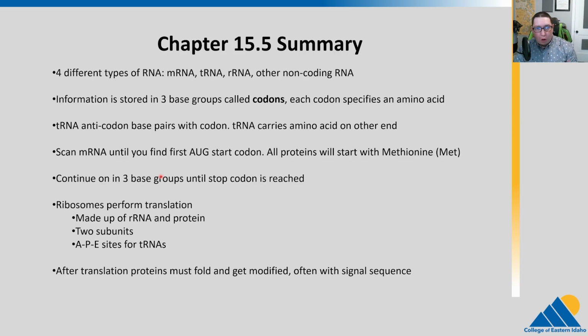So remember, there's 4 different types of RNAs that we've talked about. In this case, we were talking about mRNA, which contains the message, the tRNAs, which brought in the amino acids and decoded the message. The rRNA, which is part of the ribosome, helps decode this. In other contexts, we've talked about other non-coding RNAs. Those are mainly involved in gene regulation. The information is stored in 3 base groups called codons. Each codon specifies a different amino acid. The cell recognizes codons because tRNAs have an anti-codon that pairs up with that codon, and the tRNA brings in the correct amino acid with it.